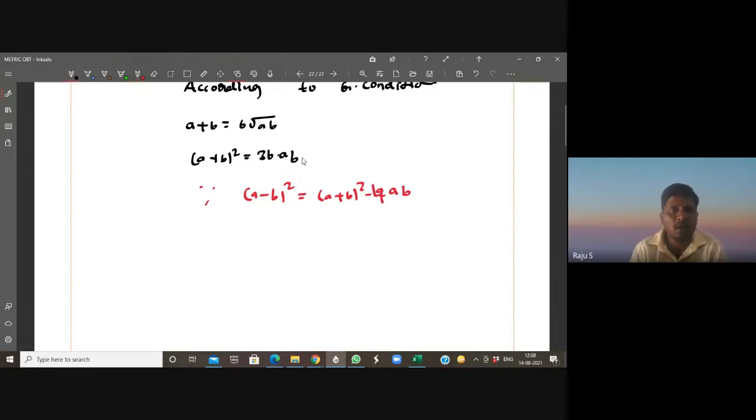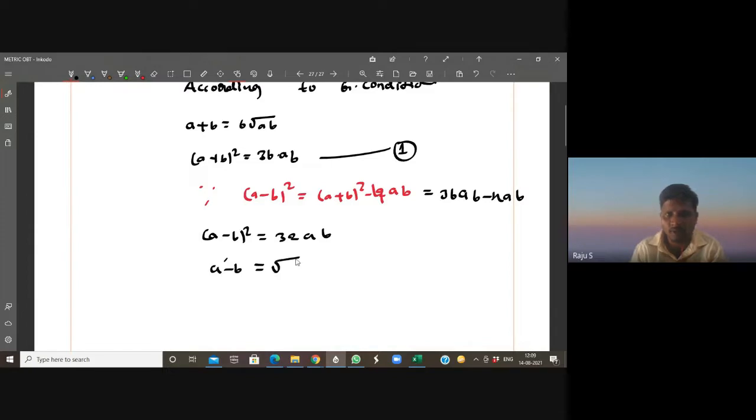So what is A plus B whole square? From the above, let us take this as 1. A plus B whole square is already 36 AB. 36 AB minus 4 AB becomes A minus B the whole square is equal to 32 AB. Am I right? What is A minus B? Root of 32 AB.